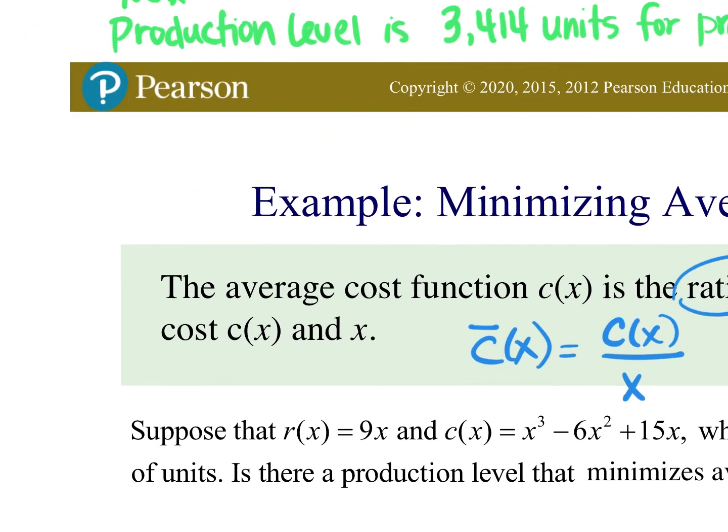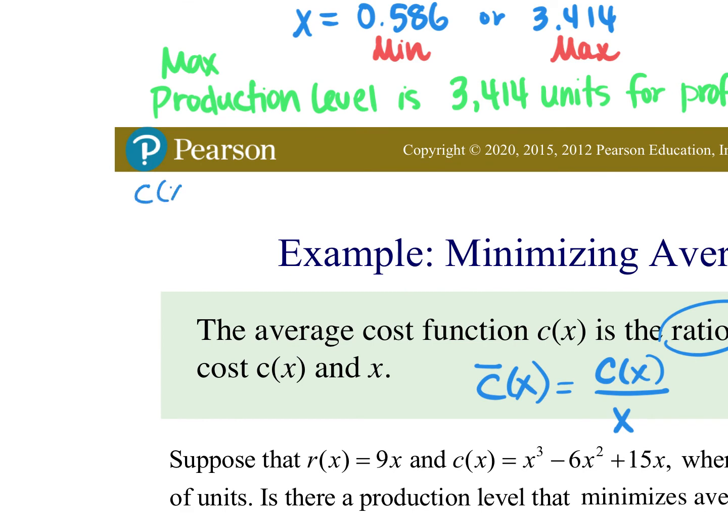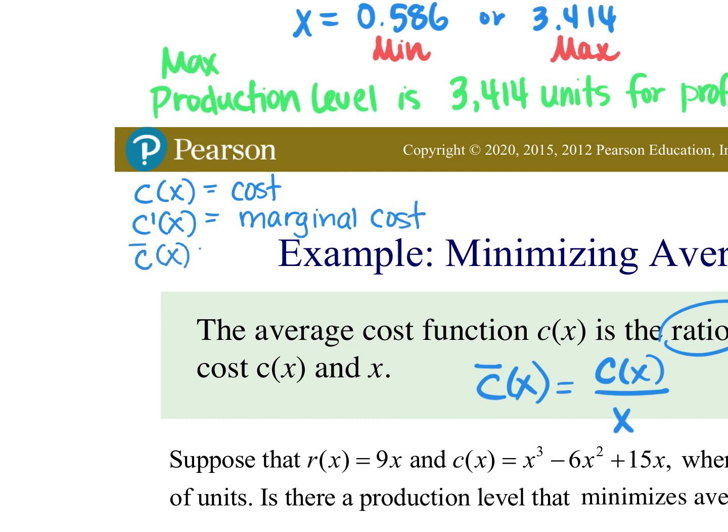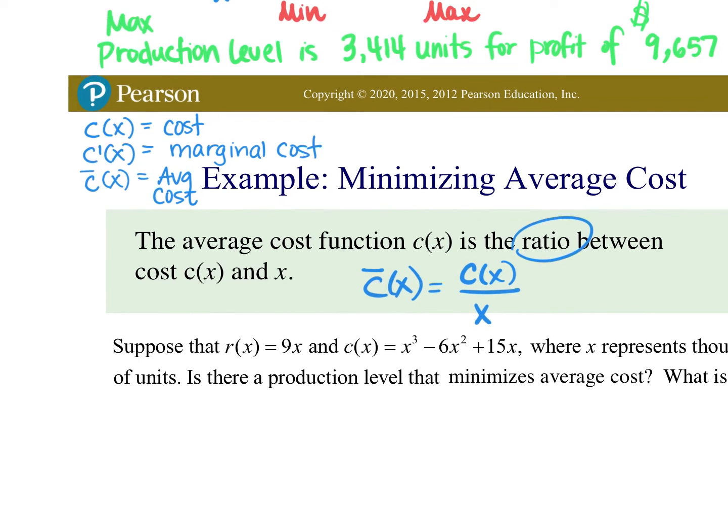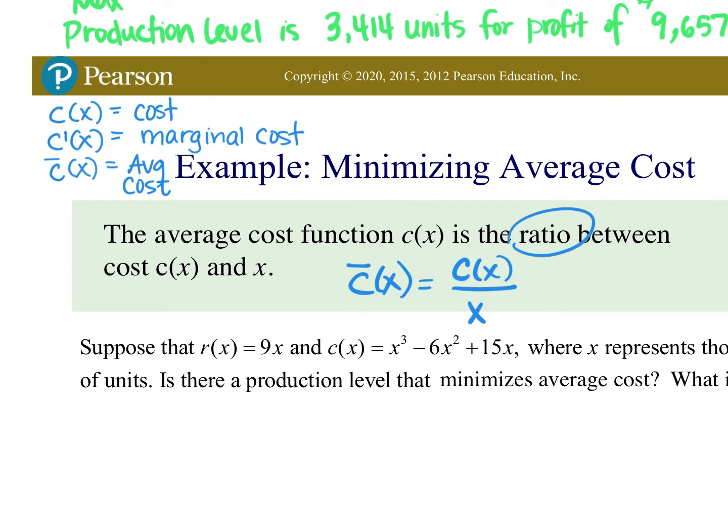So you've got C of x is cost. You have C prime of x is marginal cost. And then you have C bar of x, which is average cost, just so you know what those are. So you start with your regular cost function. If you want to find marginal, you take the derivative. If you want to do C bar, you take C and divide it by x. Those are the different things.